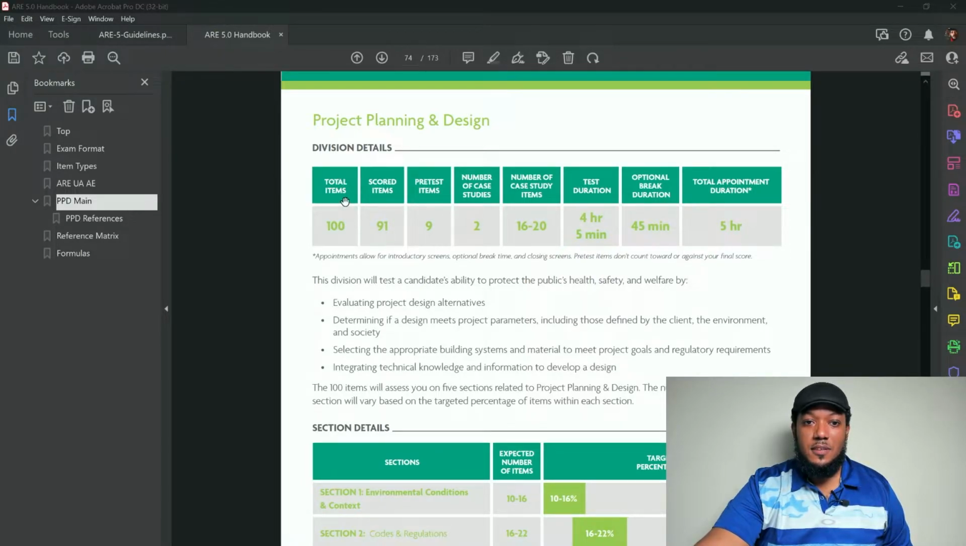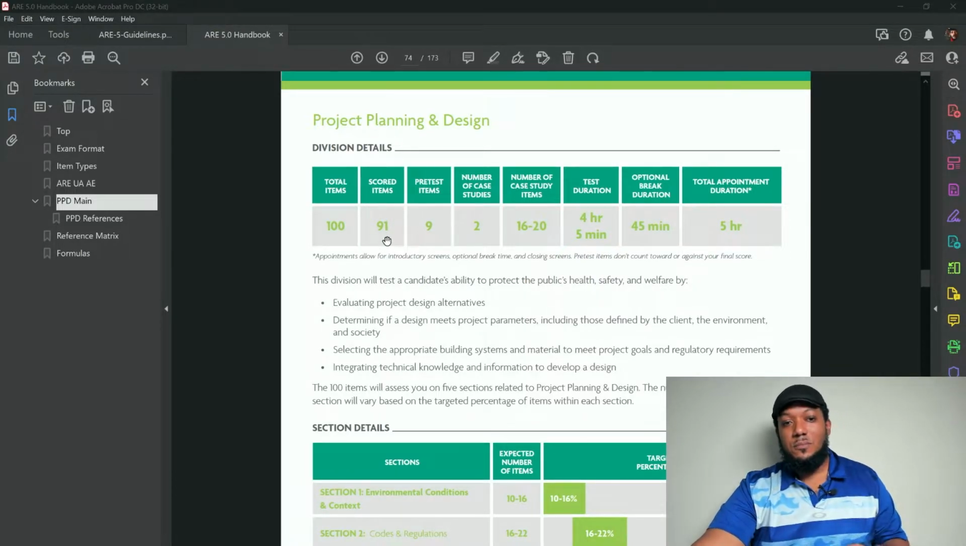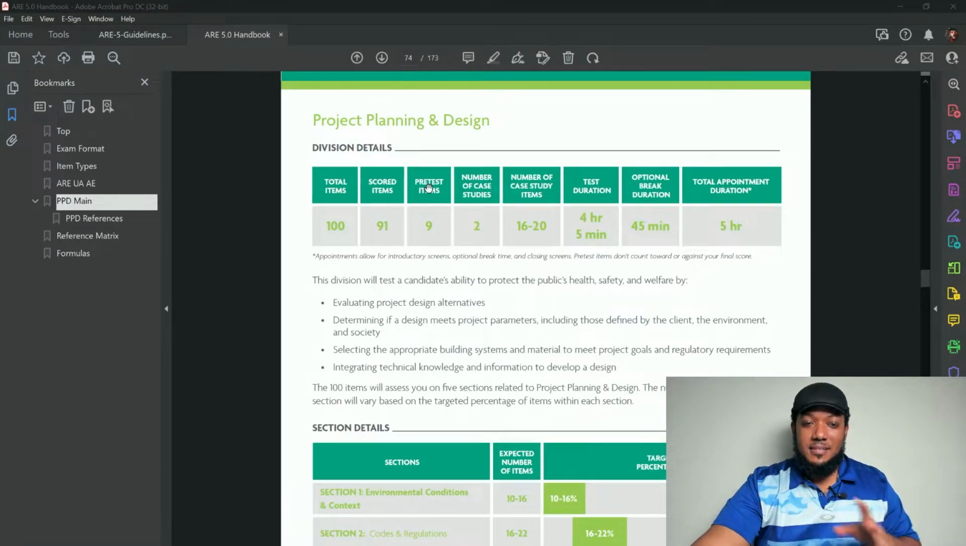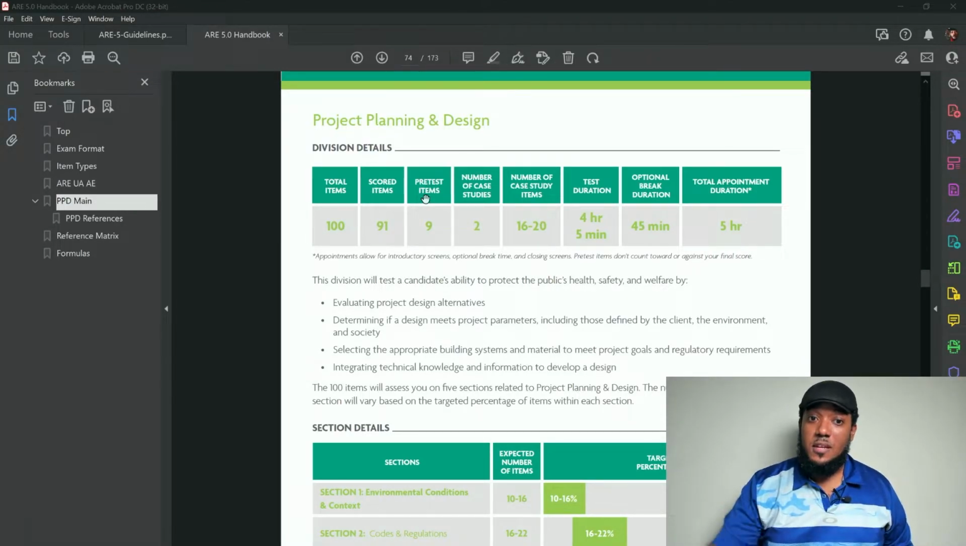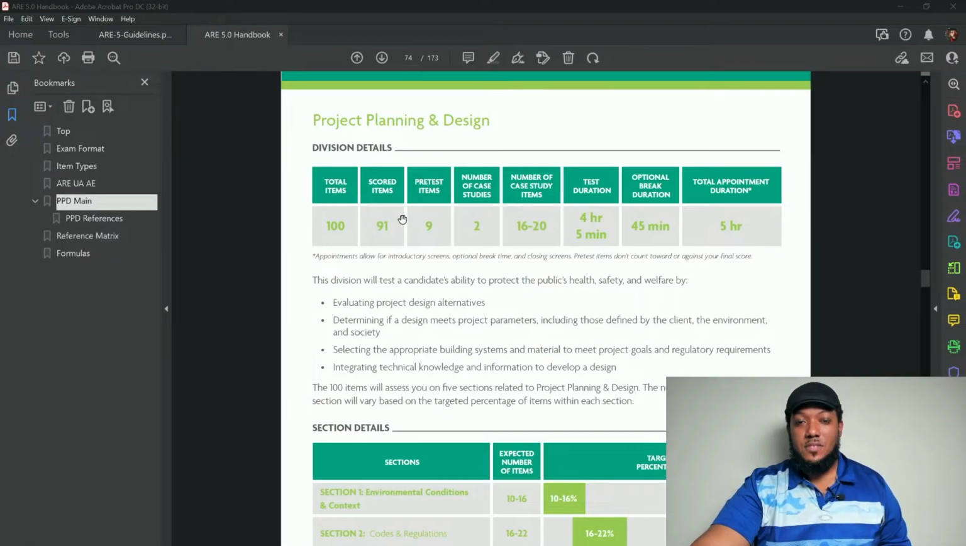There are 100 items. I did want to differentiate this time, because sometimes I talk about things that are not scored. The scored items are 91, but you need to take everything as if it's scored. Just a small note. Okay, back to defining the test.